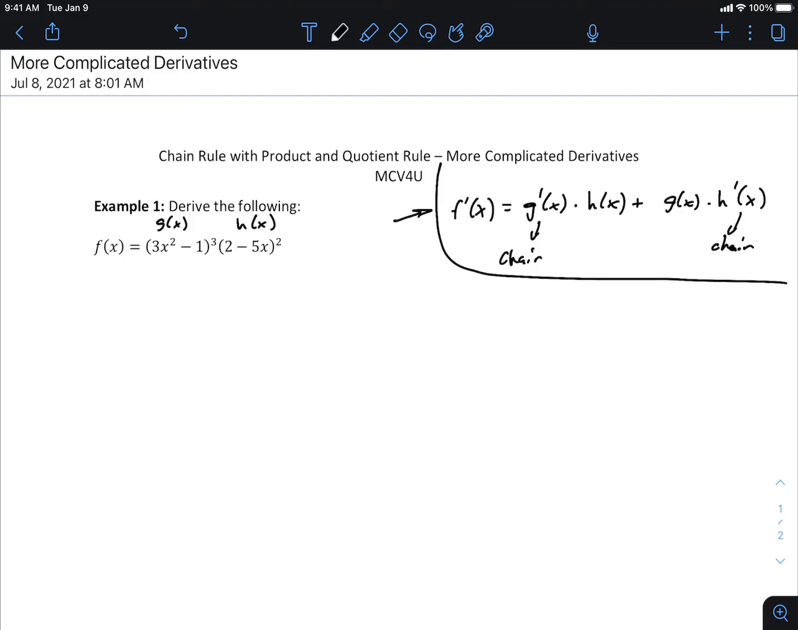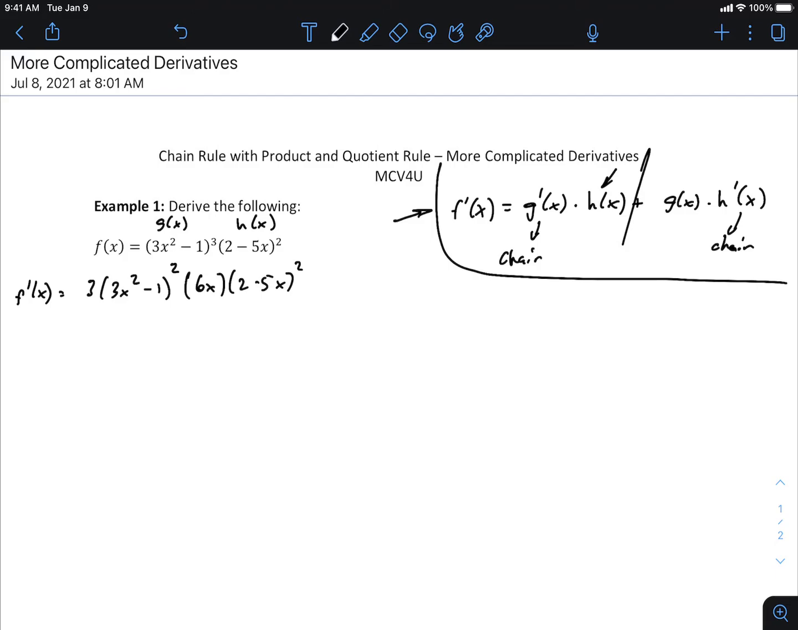So let's try and calculate f prime of x. Well, f prime of x tells us I have to calculate the derivative of g of x. So let's do that. You'll notice I have a composite function, a function inside of a function. So I'm going to bring the 3 down, and I'm going to have 3 times (x squared minus 1), and then I have to put the squared. But then I have to multiply that against the derivative of the inside, in order to calculate g prime of x, which is the very first thing I need to do. So I need to multiply by 6x. And then product rule tells me I still have to multiply by h of x. So I have to rewrite this h of x function here, 2 minus 5x squared. That takes care of the first half of this.